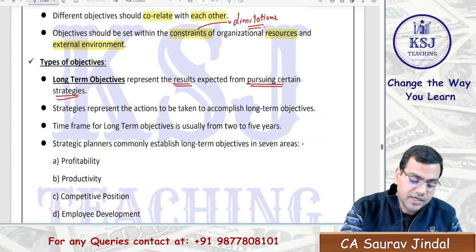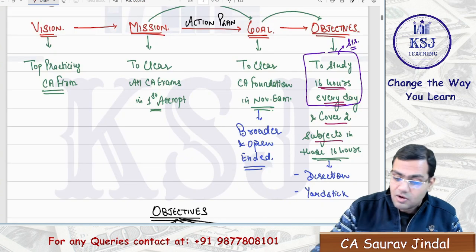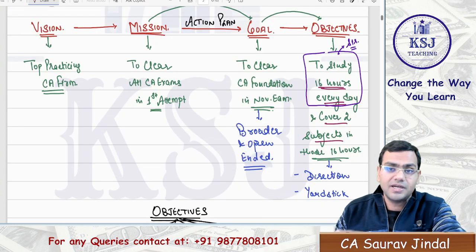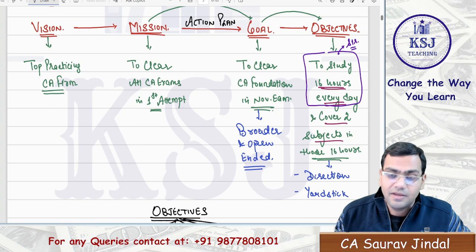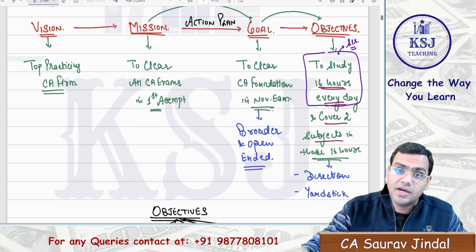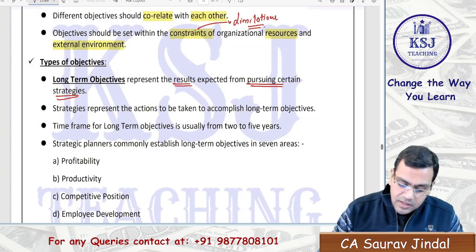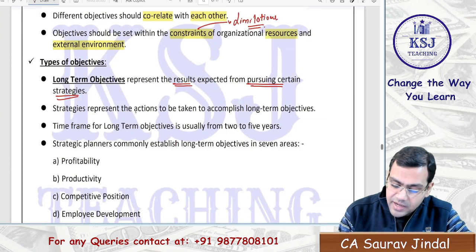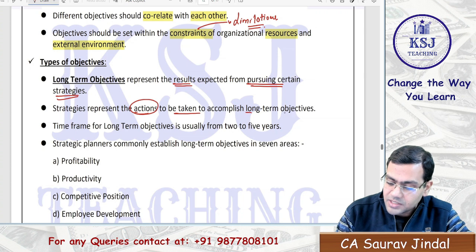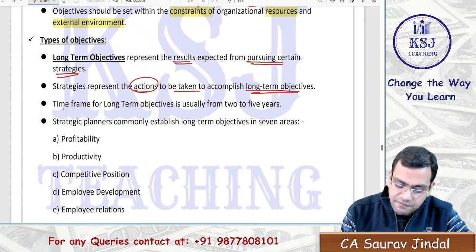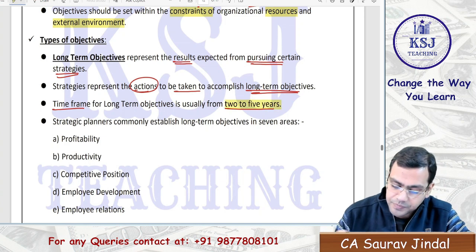That is the objective. Objective is we will prepare all the subjects in the next 3 months, right? By following a strategy of studying 16 hours every day. That is what a long-term objective is. The strategies represent the actions to be taken to accomplish the long-term objective. Time frame for the long-term objective is usually 2 to 5 years, right? Remember this, 2 to 5 years.